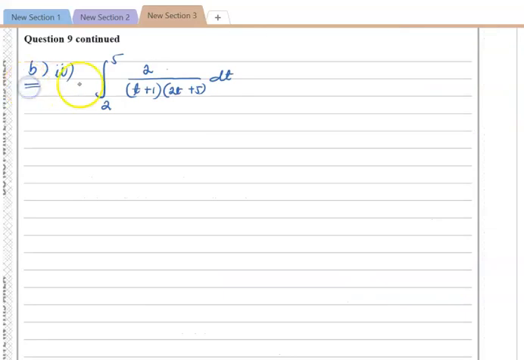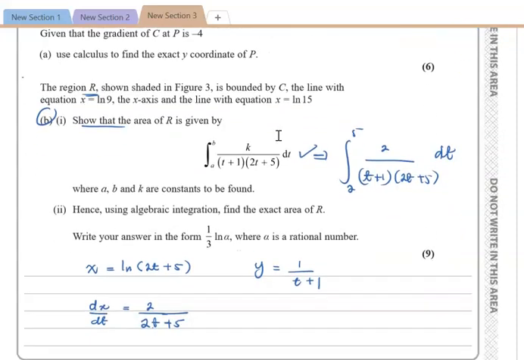Part 2 of B. Now part 2 of B, they're asking us to solve this equation. That's why they say, hence using algebraic integration, find the exact value of R. Remember, I have to give you your answer in this format. Remember that.